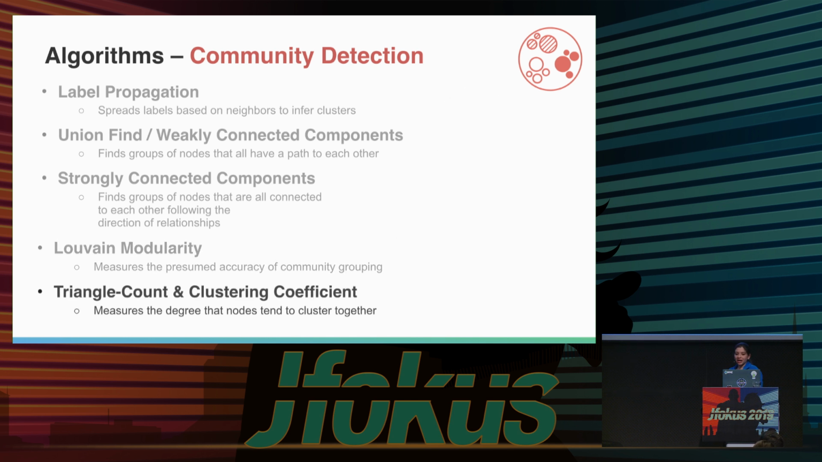Finally, we have triangle count and clustering coefficient. This is also used by epidemiologists to look at the spread of diseases. It's looking at the degree to which nodes tend to cluster together, how strong those interactions are, what would cause them to break apart, and what would cause them to stay together.